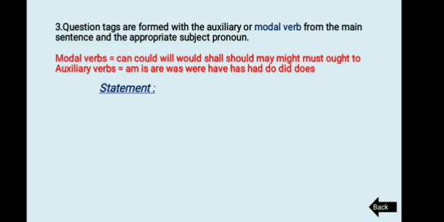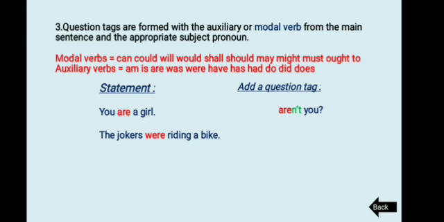I'll write a statement first and then let's see what question tag should be added to it. So the first statement goes like, you are a girl. Now in this sentence you will find there's the auxiliary verb are, which acts as a main verb here. So it's the only verb here, so we will form a tag using the verb are. So my tag becomes aren't you. Did you notice that? In the statement it was are, but when I added a tag it is aren't, it is negative, are not.